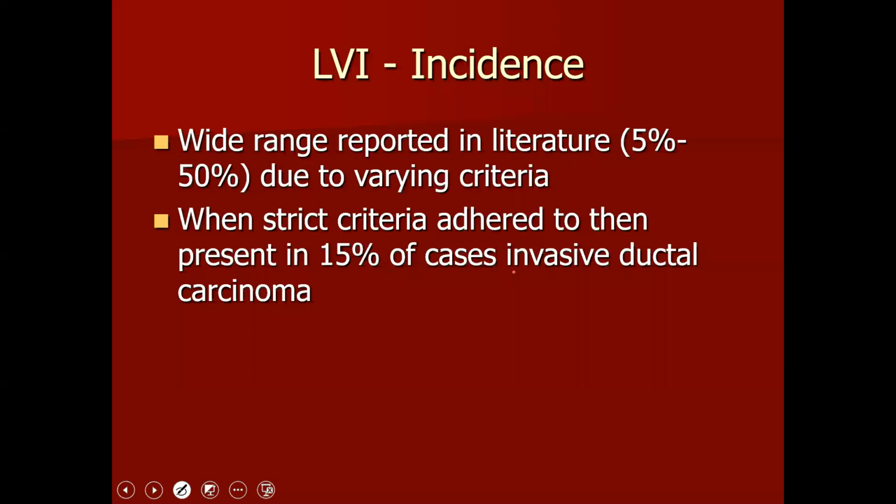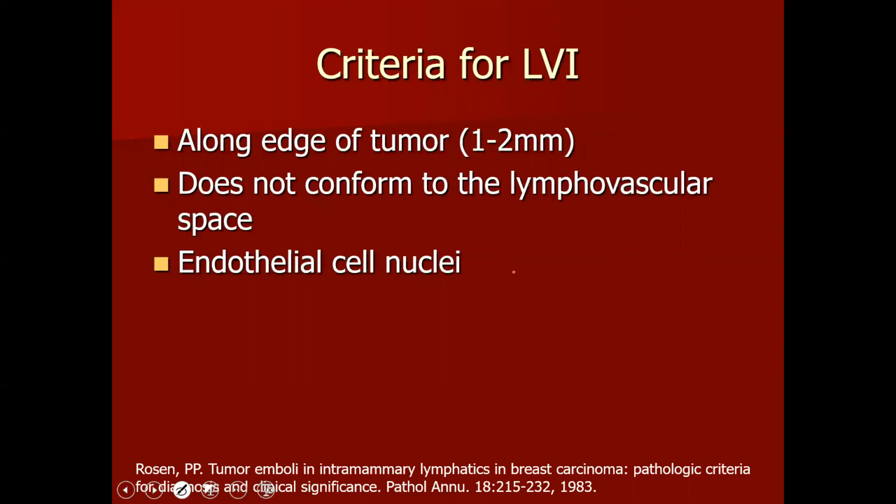And so for this reason, you get some studies that report a high incidence of LVI, but when you really follow strict criteria, you probably won't find LVI in more than 15% of cases of invasive ductal carcinoma. So what are those strict criteria? The traditional histologic criteria were actually developed by a famous breast pathologist named Rosen. I don't think he practices anymore, but regardless, his criteria are really good for histologically trying to find LVI. So there's 3 main principles that he would adhere to, and encouraged others to do so as well.